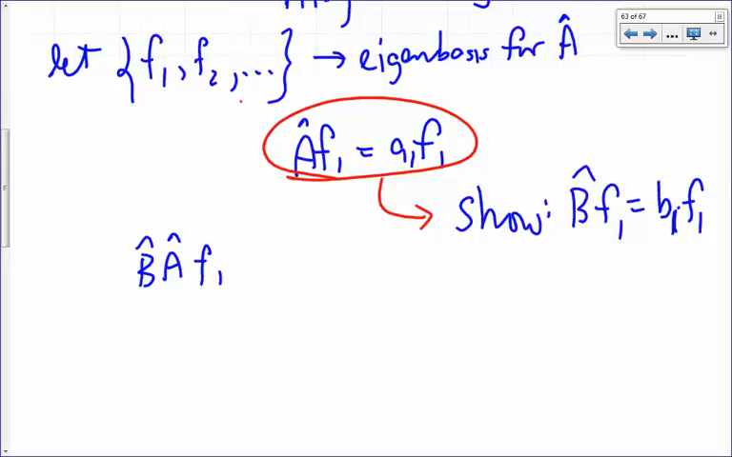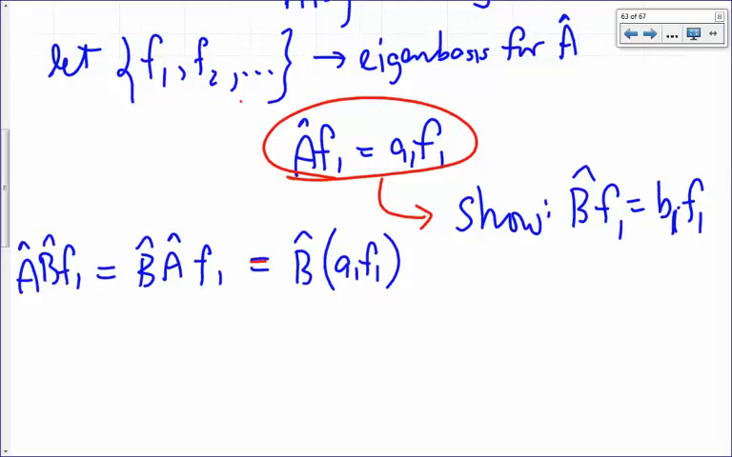So how are we going to do that? Let's do B hat, A hat, F1. That's going to be equal to B hat, A1, F1, right? But this is also equal to A hat, B hat, F1, correct? Because A and B commute. I know that, right? You still with me?